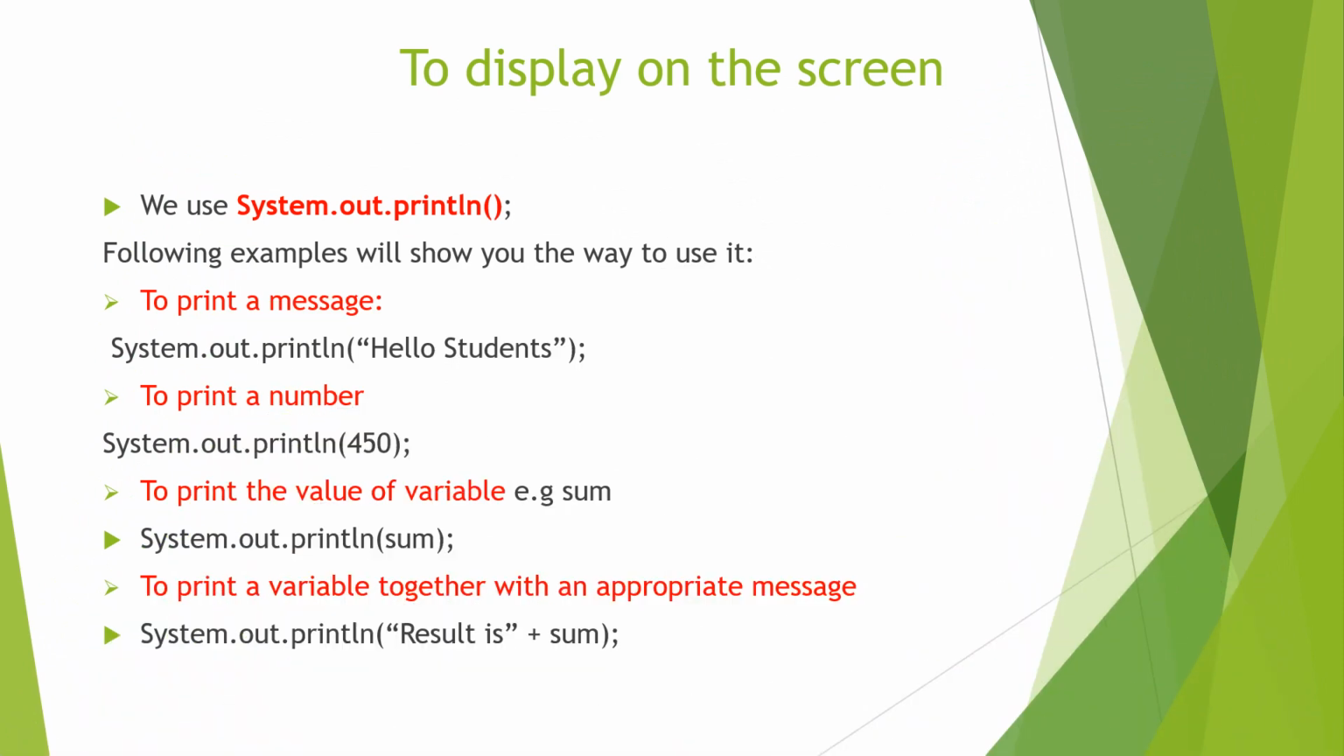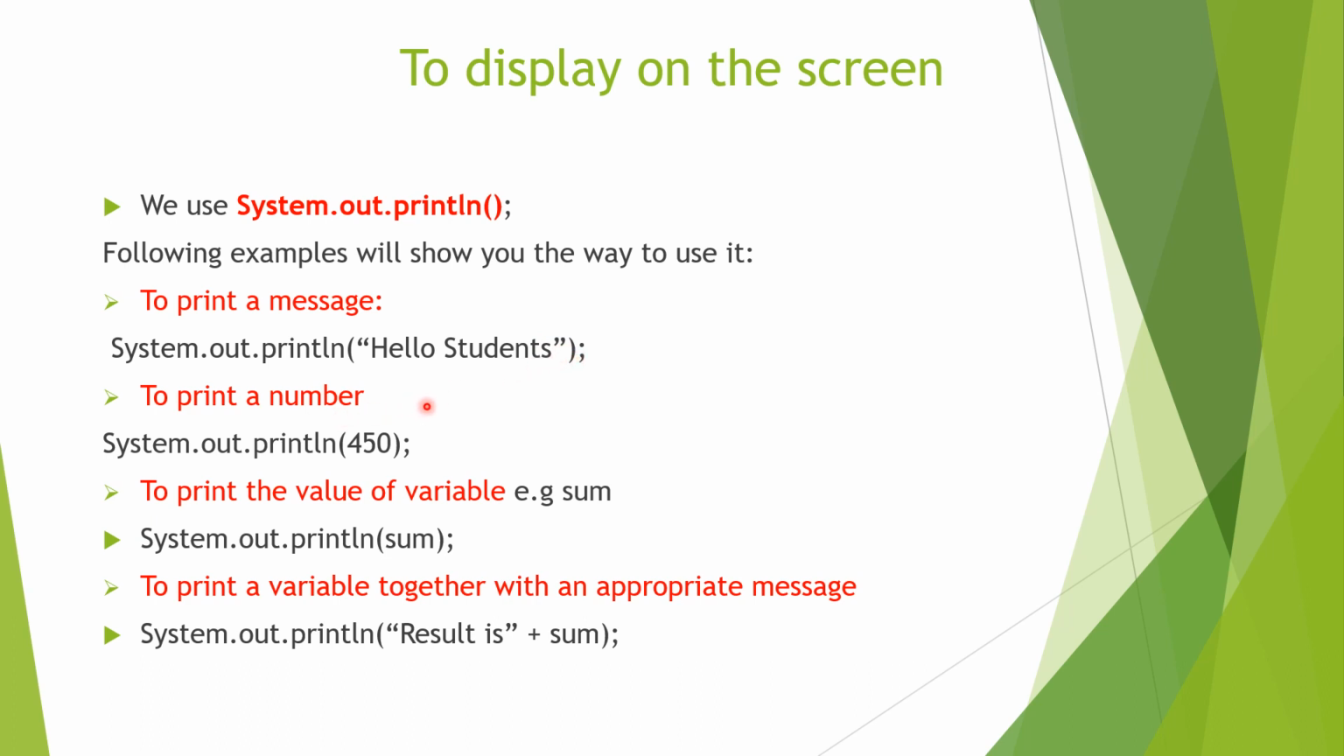Which statement do we use to display on the screen? The statement which we use to display anything on the screen is System.out.println, and these are the following examples. To print a message, we use System.out.println and the message within double quotes. So the output will be hello students. To display any message on the screen, we write the message within double quotes.